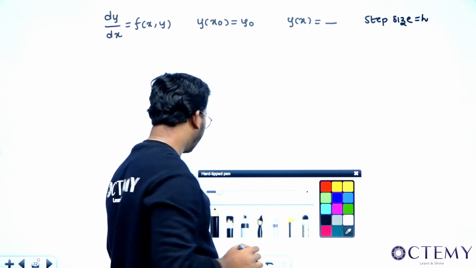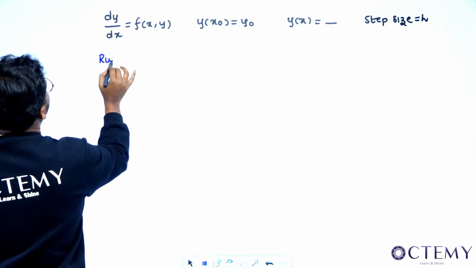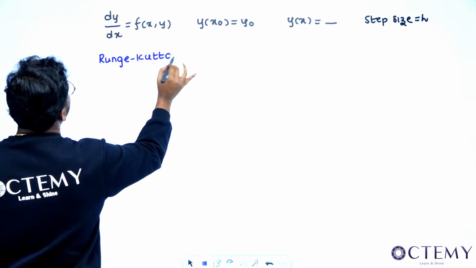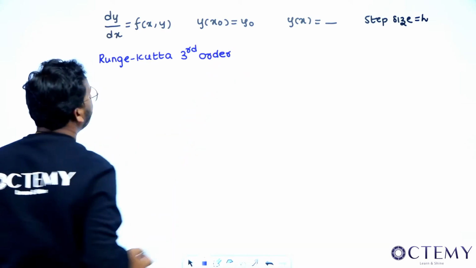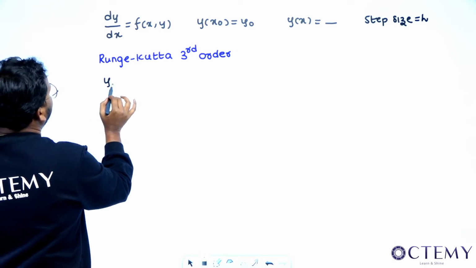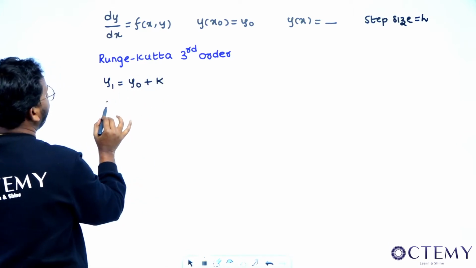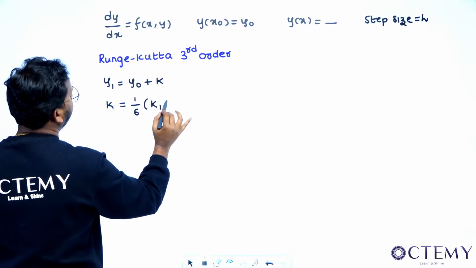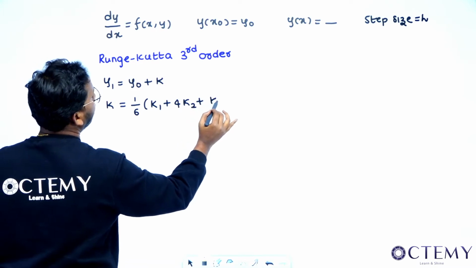Now if this information is provided, what is the algorithm to apply the Runge-Kutta third order method? Here is what we will do in the Runge-Kutta third order method. Basically, y1 will be equal to y0 plus k, and this k will be equal to 1 by 6 times k1 plus 4k2 plus k3.